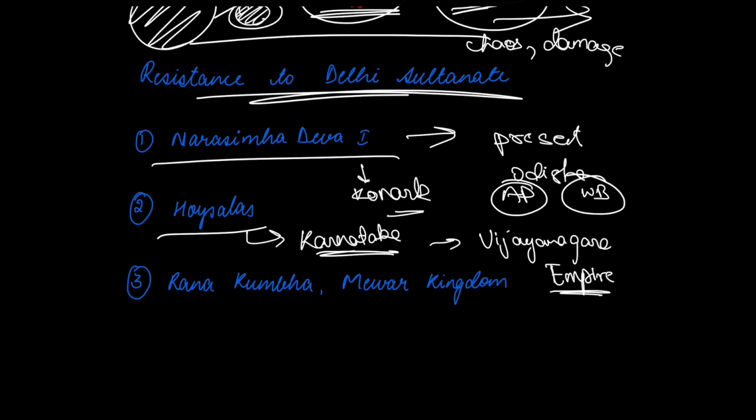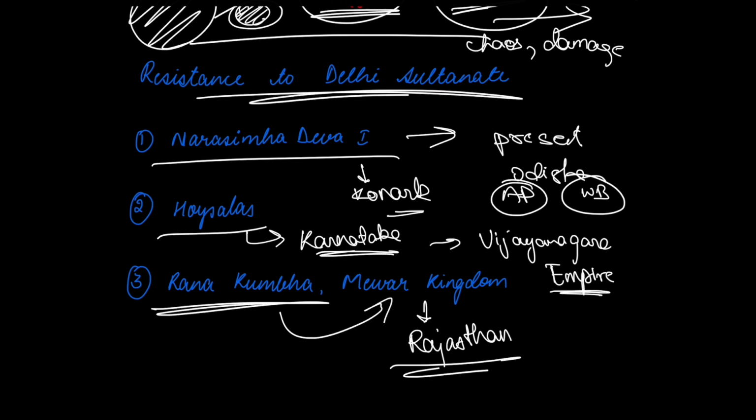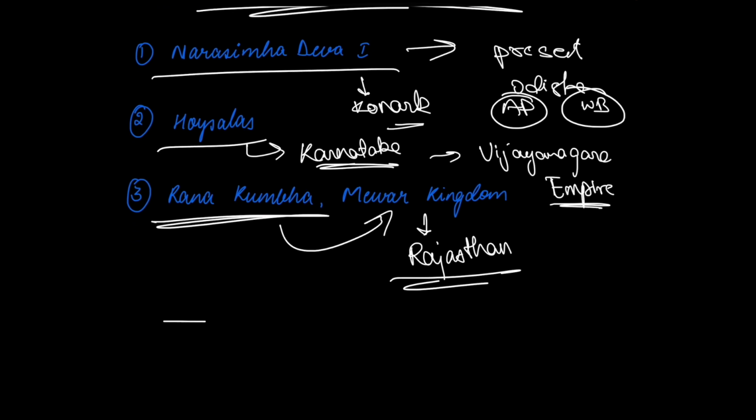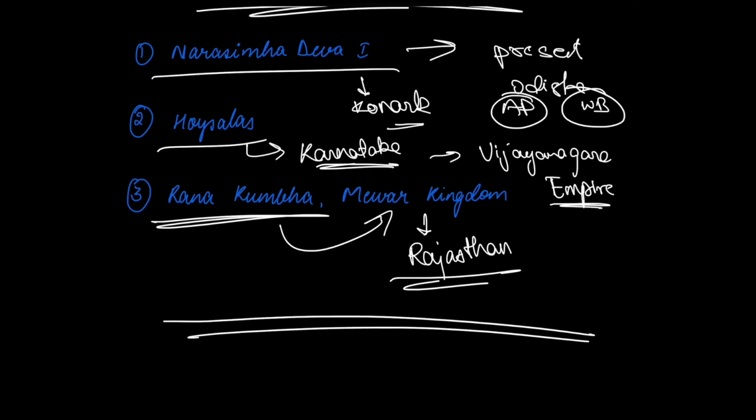And the next one who successfully resisted was Ranakumbha, who was a Rajput ruler and who ruled over the Mewar kingdom, which is in Rajasthan. He was successful in resisting the invasions. So we have studied until this part in the previous video. So now we'll start our video.